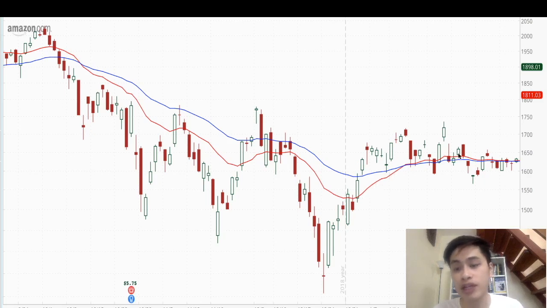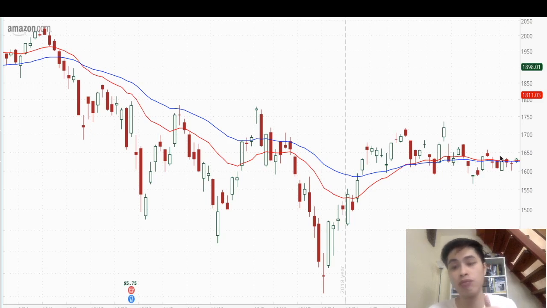And then for this period, you can see that prices are kind of moving sideways. So when prices are moving sideways, look what happened to the moving averages. The moving averages also tend to even out and go in a straight line.